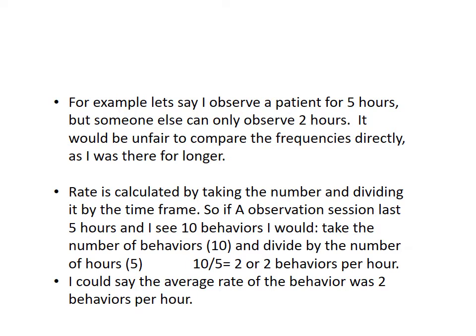So, for example, let's say I observe a patient for 5 hours, but someone can only observe for 2 hours. Okay, rate is calculated by taking the number and dividing it by the time frame. So, if an observation session lasts 5 hours and I see 10 behaviors, I would take the number of behaviors, 10, and divide by the number of hours, 5. 10 divided by 5 would equal 2. I could say the behavior has a rate of 2 behaviors per hour. So again, you take the number of behaviors and divide it by whatever the time frame is.